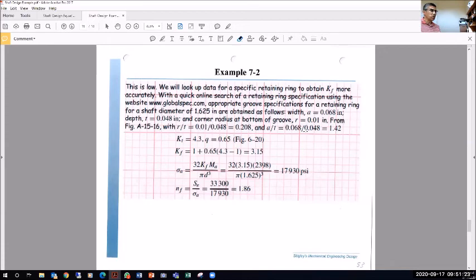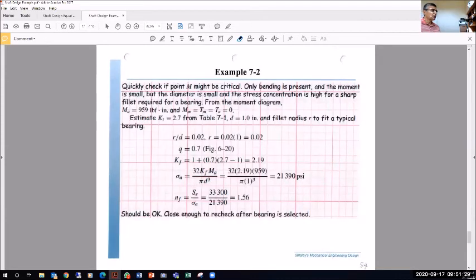So this takes care of that critical area to the right. I move still next to check point M. So at point M, only bending is present again, and the moment is really small, but the diameter is small and the stress concentration is high because I have a sharp fillet required for a bearing.